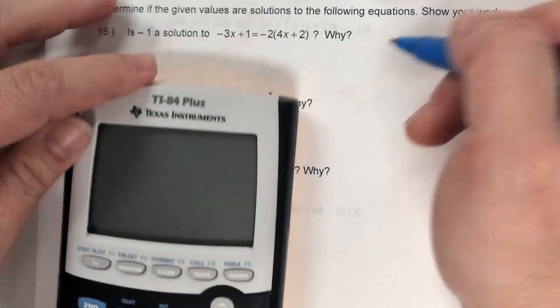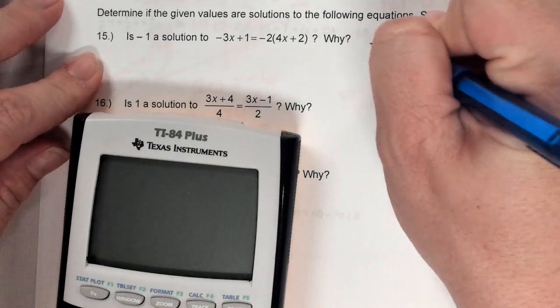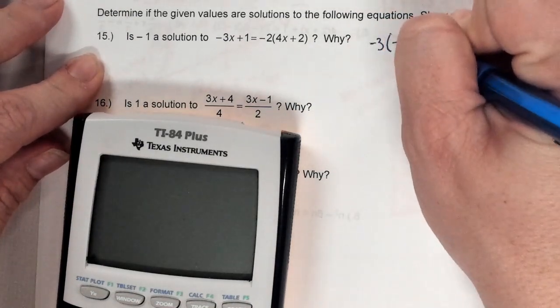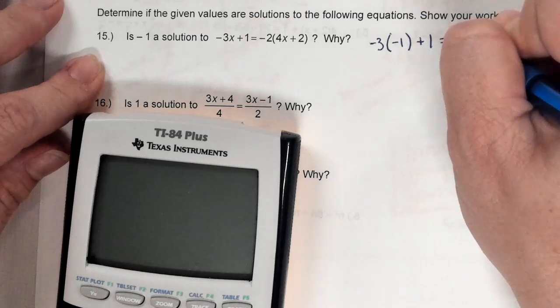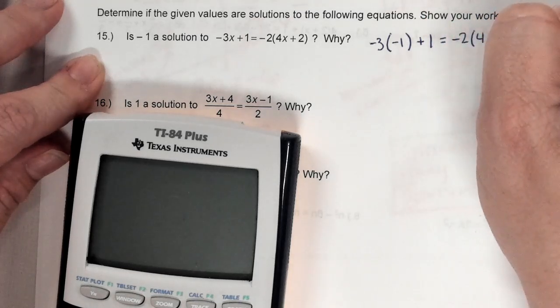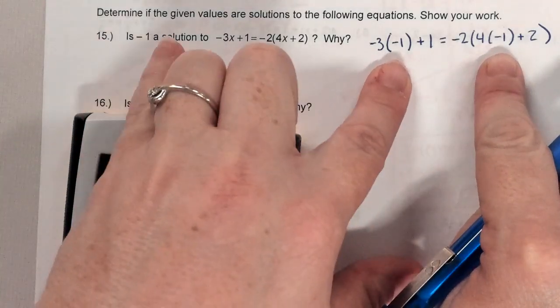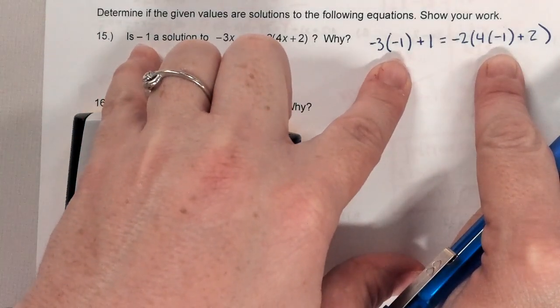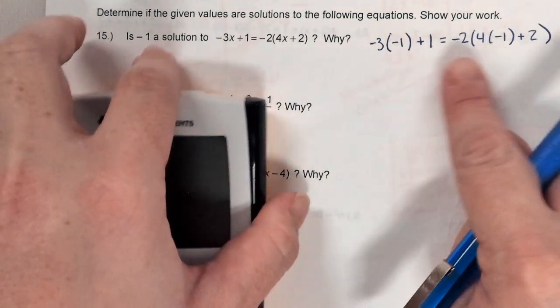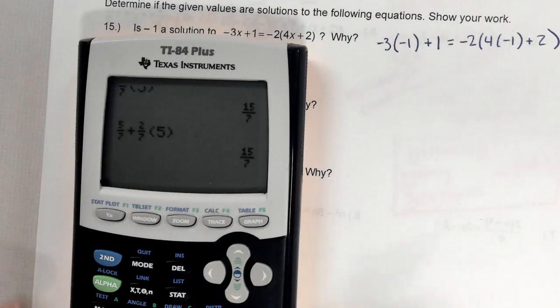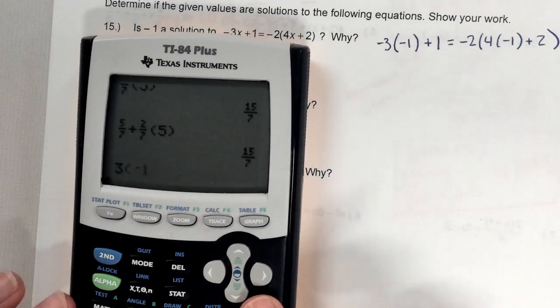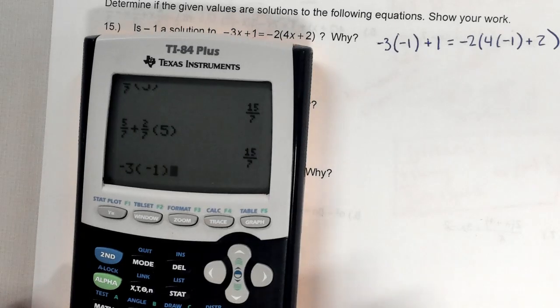You can literally just do, okay, well, negative 3, plug it in, negative 1. And remember, I said use parentheses every time you're plugging in an x. So see how both times there was an x, I used parentheses and plugged in what it's asking as a solution? And then I'm going to type both sides in my calculator. Negative 3, parentheses, negative 1.